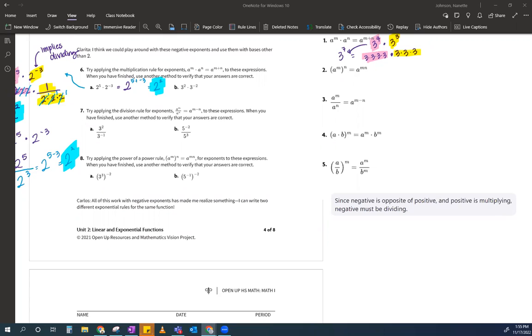Someone says, Ms. Johnson, I think it's 3 to the 0, because of this property right here, where it says something to the something and something to the something, same bases, and then you add the exponents. Very good. So yes, that is true.